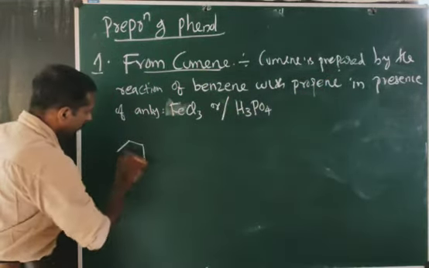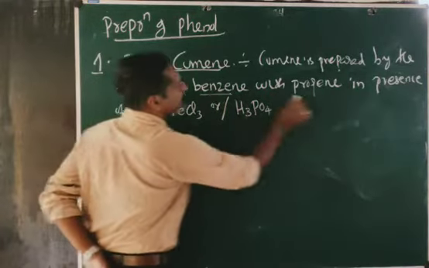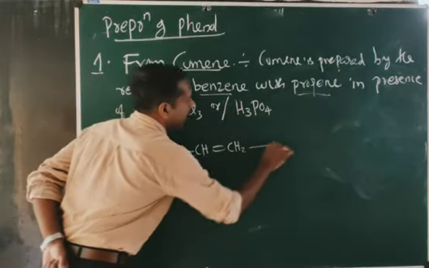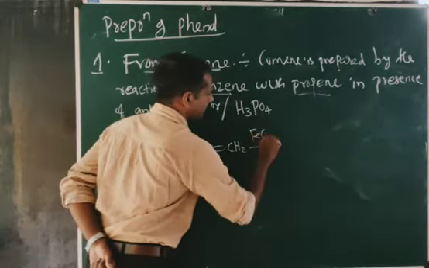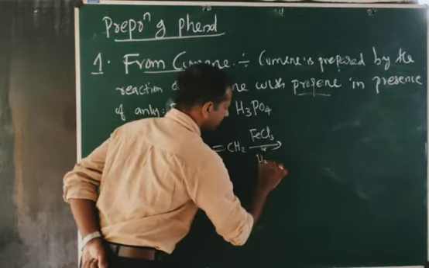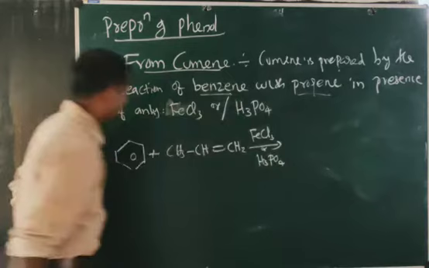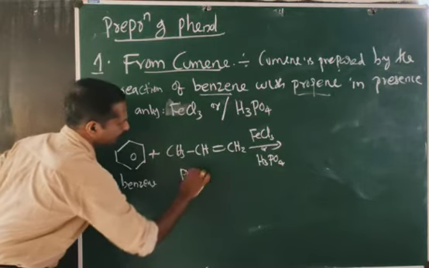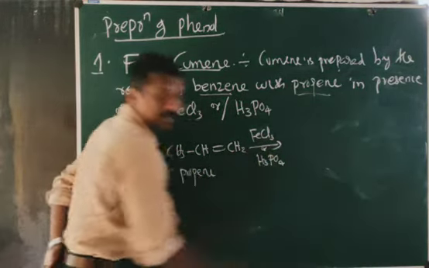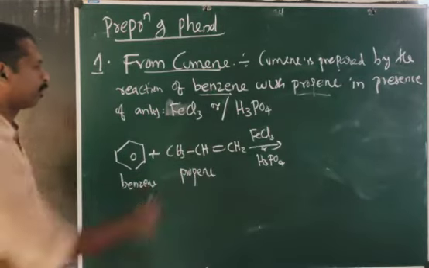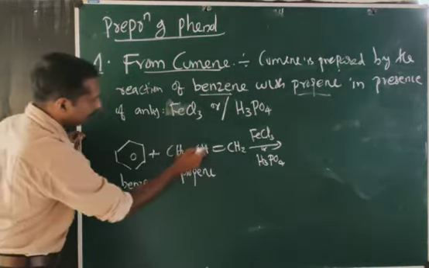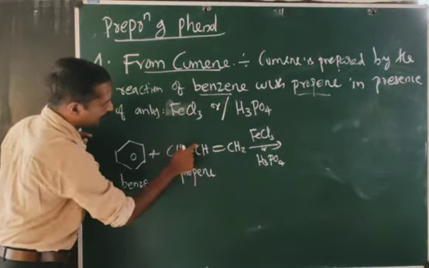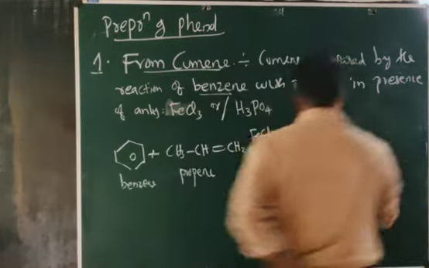Look here, benzene reacts with propene, CH3, CH double bond CH2, in presence of FeCl3, or we can use H3PO4, phosphoric acid. Look here at what we are getting. We are getting cumene. One of the double bonds breaks from this carbon, and this carbon attaches to the ring. So we get a structure like this.